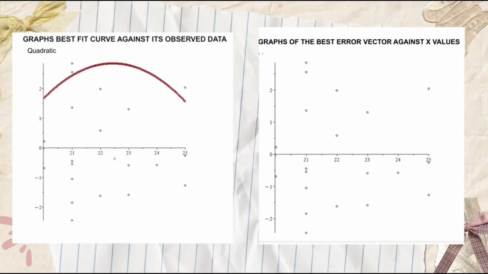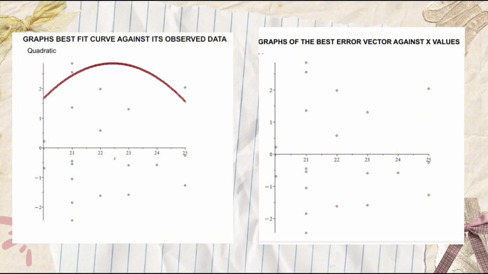So moving on to the first graph, this graph shows the observed data together with the best fit quadratic curve obtained using the least square method. The horizontal axis represents students' age, while the vertical axis represents average daily AI usage. The blue points are the observed data, and the red curve represents the quadratic model. We can see that the curve follows the general trend of the data reasonably well.